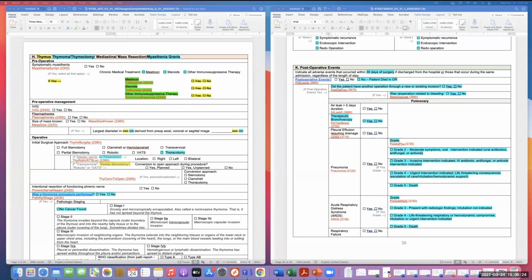Are these post-op events only during the index hospitalization or anytime during the 30 days post-op? So these indicate all adverse events that occur within 30 days of surgery if discharged from the hospital, or those that occurred during the same admission regardless of the length of stay. That one I could answer.